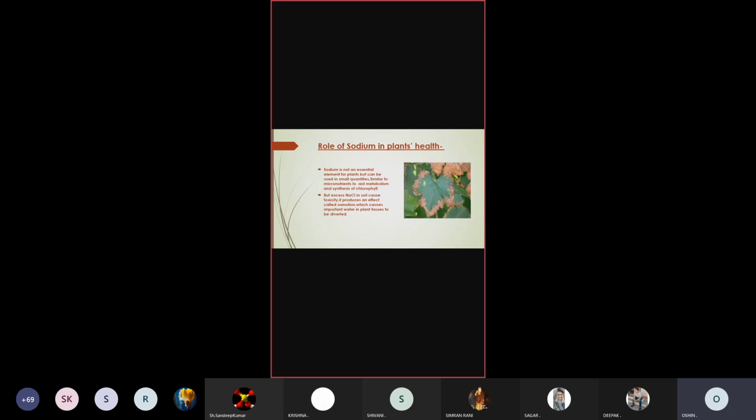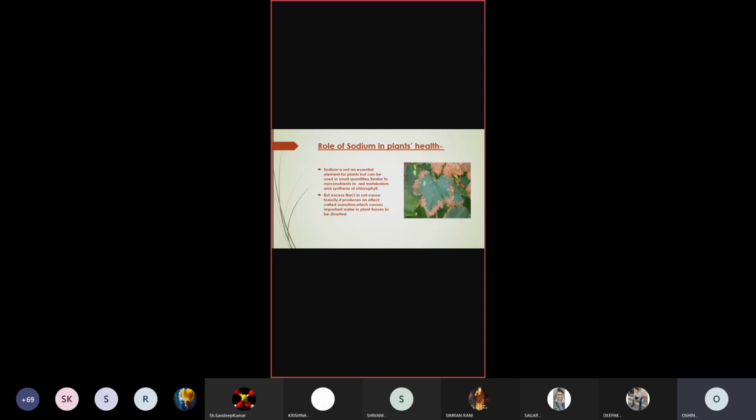Next, we will discuss the role of sodium in plants' health. Sodium is not an essential element for plants' health, but still, in small quantities, it can aid the metabolism and the synthesis of chlorophyll. Chlorophyll is a green-colored pigment found in plants that helps the plants in photosynthesis. That means making their food. But excess of sodium might also harm the plants.